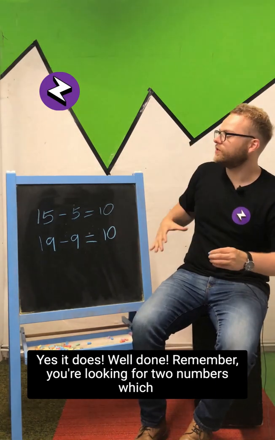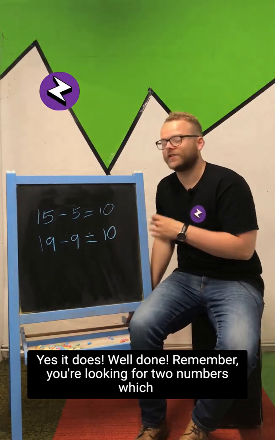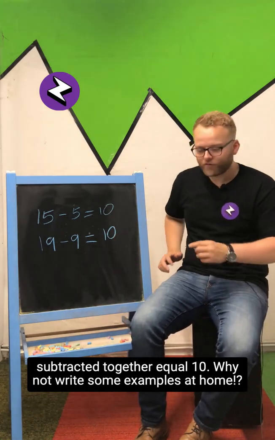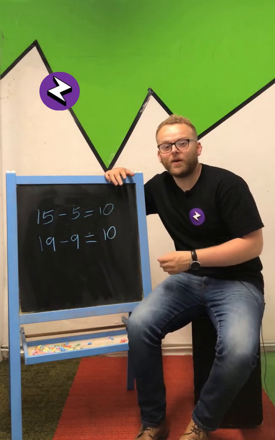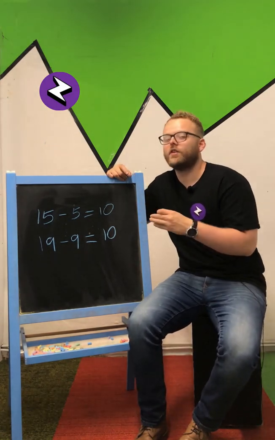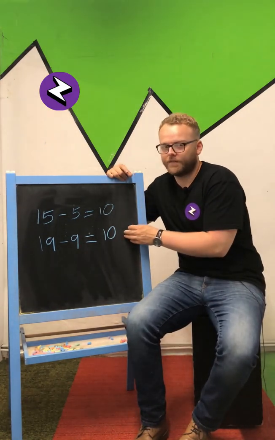So remember, you're just looking for two numbers which subtracted together equal 10. So at home, write some examples on a piece of paper or even do it on the phone. But the point is, you're looking for two numbers which subtracted together equal 10.